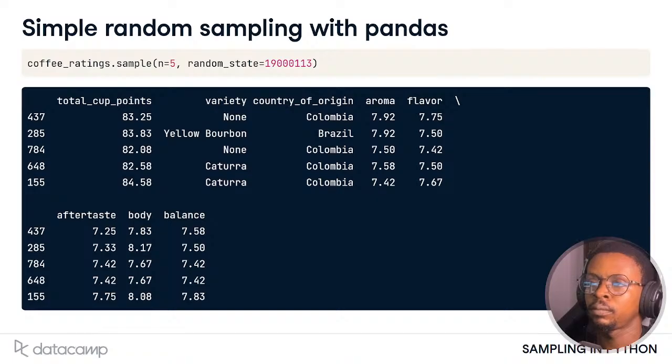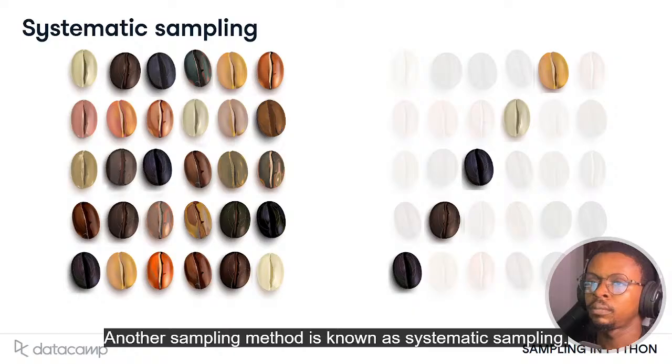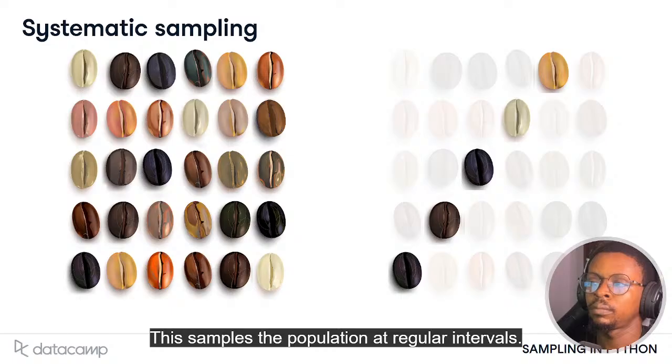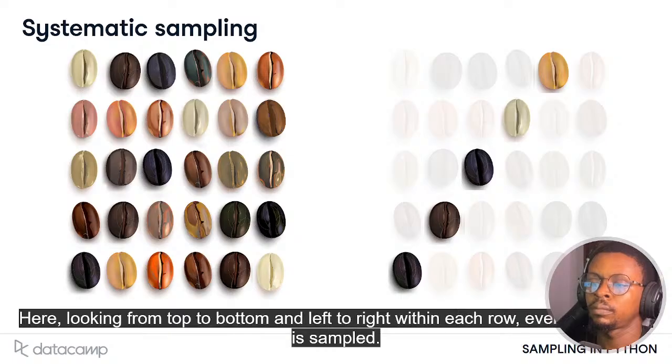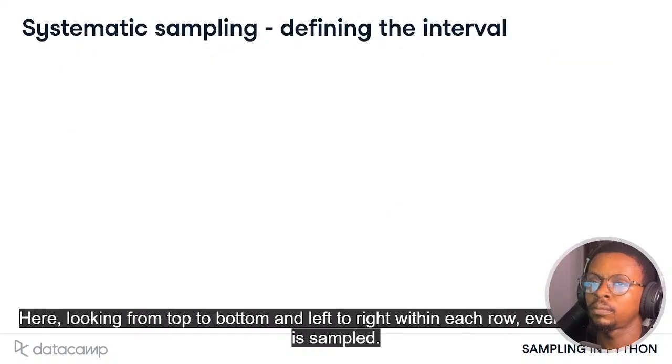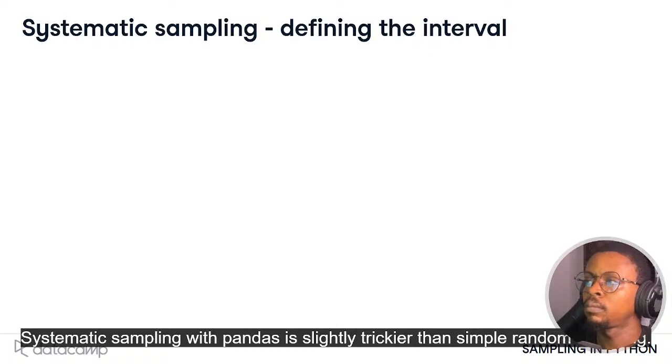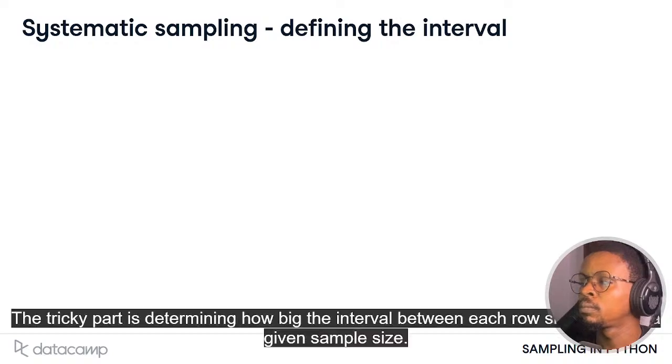Another sampling method is known as systematic sampling. This samples the population at regular intervals. Here, looking from top to bottom and left to right within each row, every fifth coffee is sampled. Systematic sampling with pandas is slightly trickier than simple random sampling. The tricky part is determining how big the interval between each row should be for a given sample size.